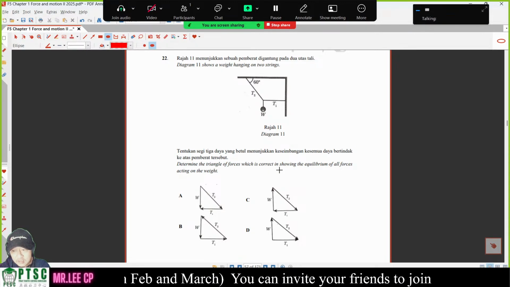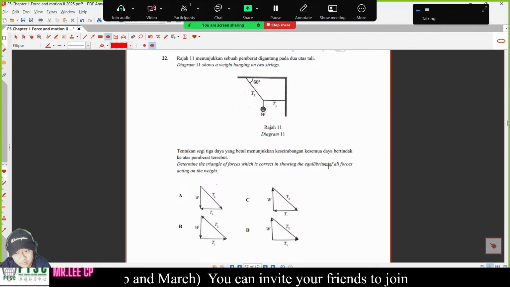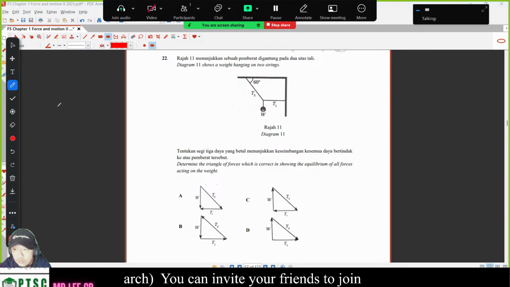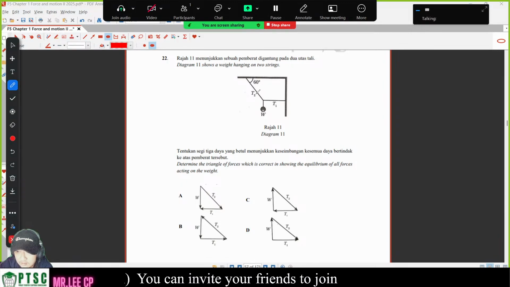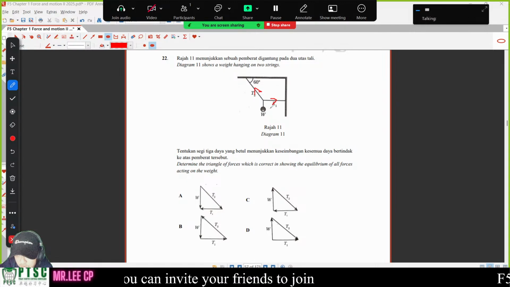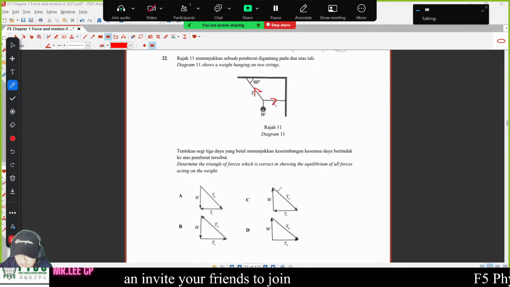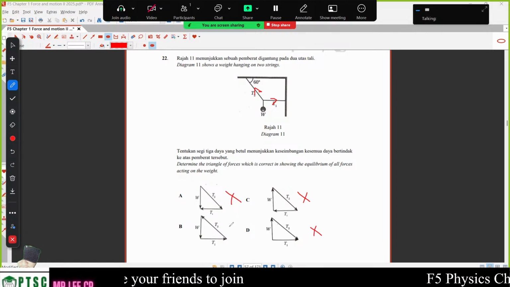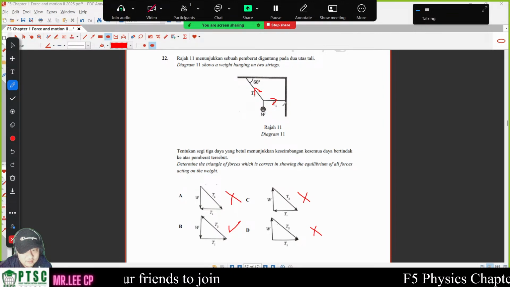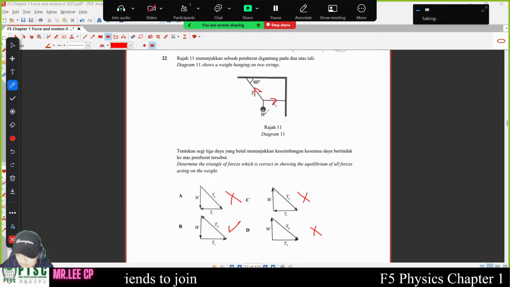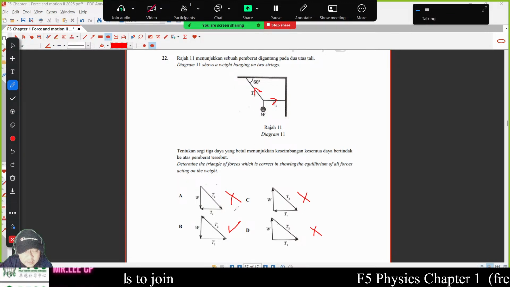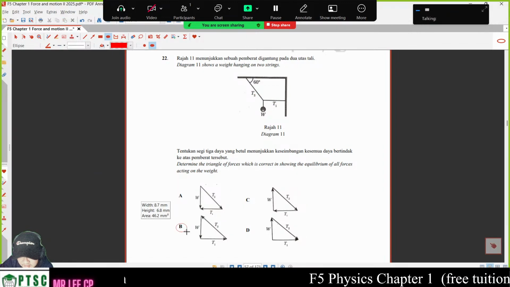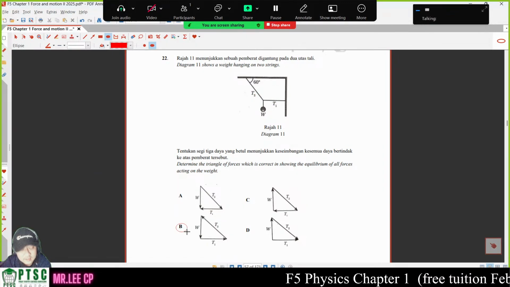Determine the triangle of forces which is correct for the equilibrium of all of the forces. They said equilibrium, so it must turn back one. So T2, the direction must be into here. They don't draw, you also need to know. Right? T2 goes to here. T2 going down is wrong. Going up, only this one. How about T1? And then how about W? Yeah, B. Right? The answer is B. Is that okay?